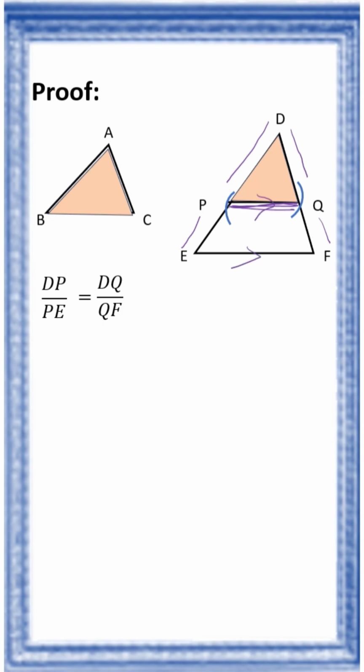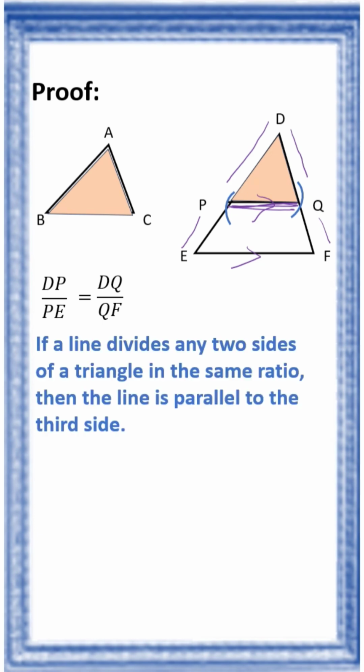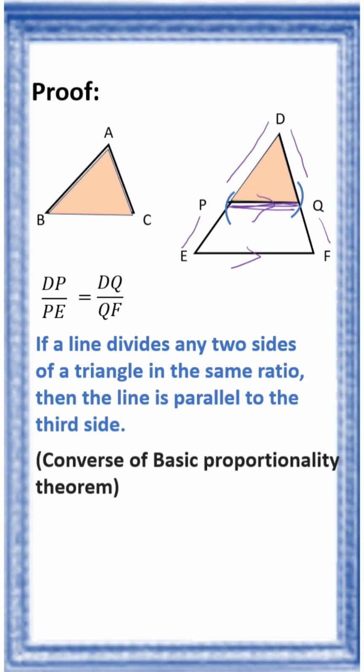What is this theorem known as? It is the Converse of the basic proportionality theorem, which states that if a line divides any two sides of a triangle in the same ratio, then the line is parallel to the third side. Hence, PQ is parallel to EF.